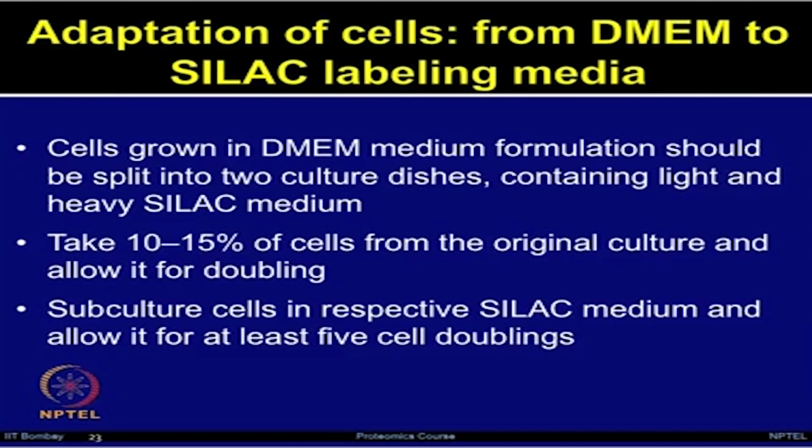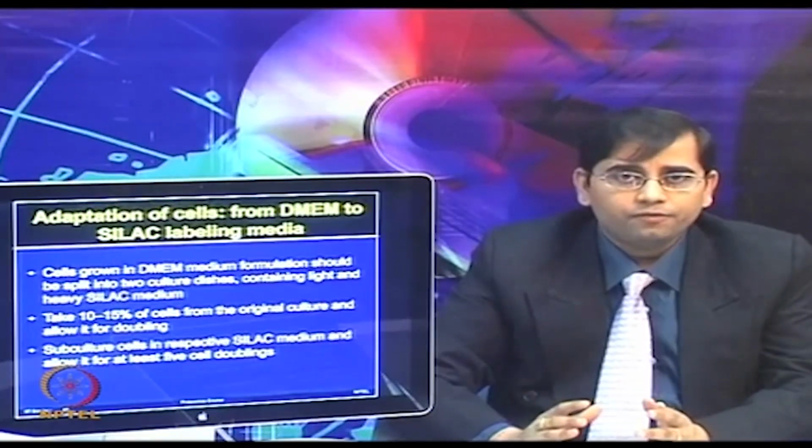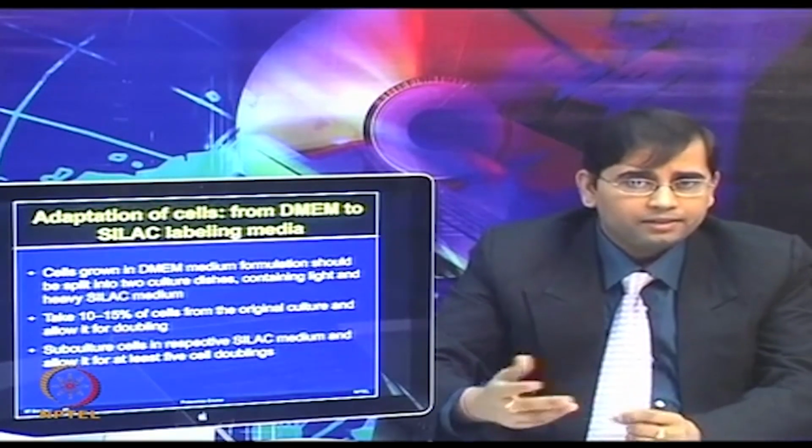So, if the cells are grown in DMEM medium, it should be first split into two culture dishes containing a light and heavy SILAC medium. So, first take out 10 to 15% of cells from the original flask, the original culture, and allow it for doubling. Then subculture cells in respective SILAC medium, the light and the heavy medium, and allow it for at least 5 to 6 cell doublings. I will discuss the significance of this doubling process in the next couple of slides.